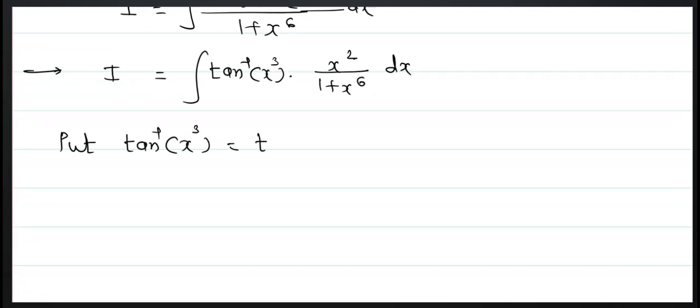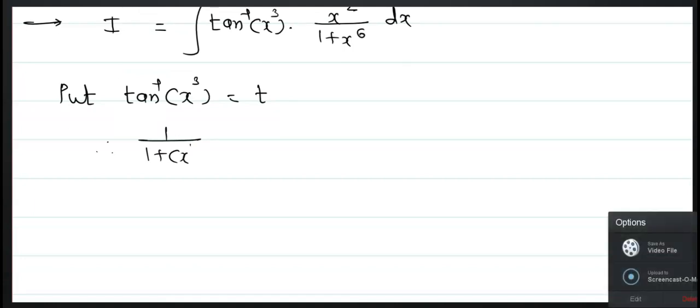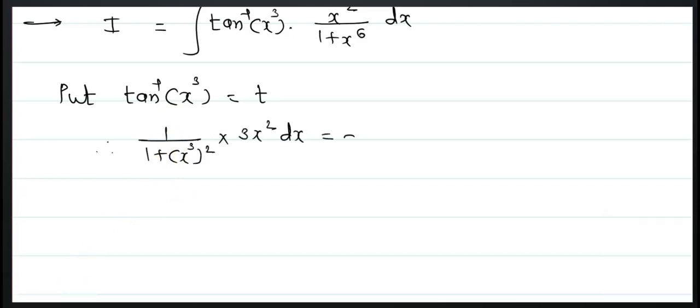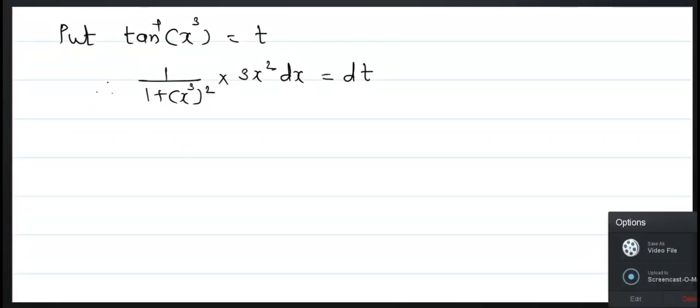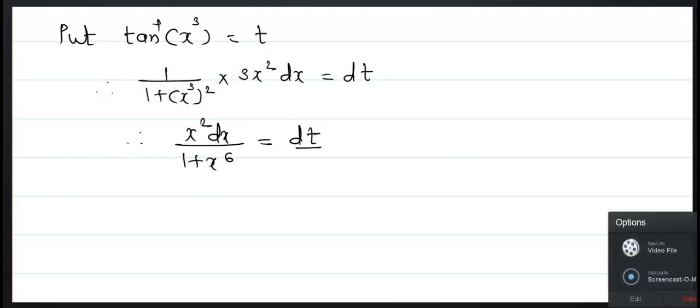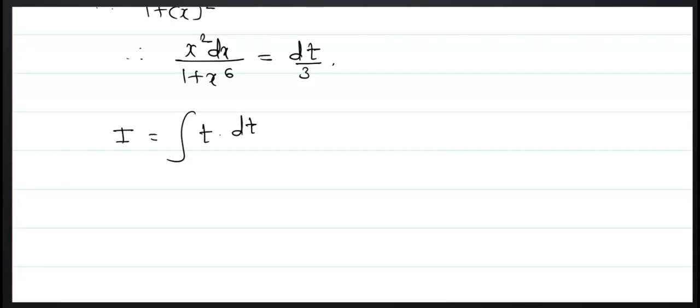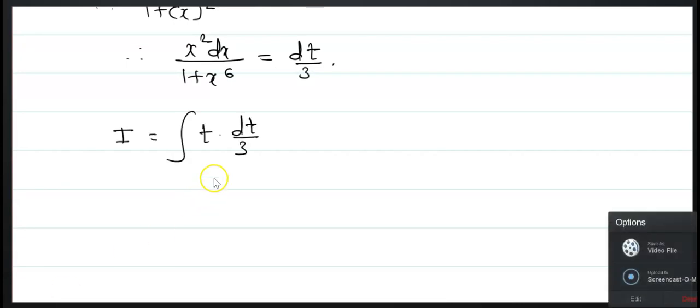Put tan inverse of x cube equal to t. Differentiating, the derivative of tan inverse of x is 1 upon 1 plus x square. In the same manner, that is 1 upon 1 plus x cube whole square into d by dx of x cube, that is 3x square into dx, is equal to dt. Therefore, x square into dx upon 1 plus x raised to 6 is equal to dt upon 3. Therefore, the integral becomes I is equal to the integral of t into dt upon 3.